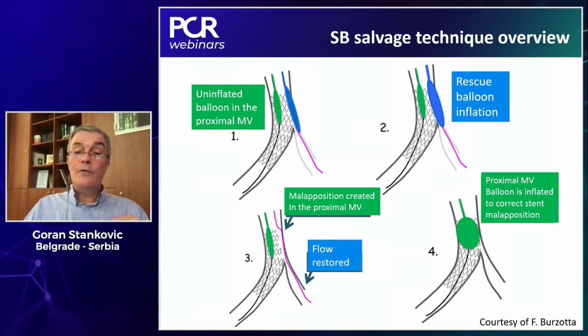You can inflate that balloon. After inflating the balloon, you reestablish flow. You can clearly first decrease the patient's symptoms. You can see the ostium of the side branch, and then, in order to be able to rewire, you need to inflate the balloon which was positioned from the beginning. It's number 3. You restore flow, you redo POT, and step number 4, proximal inflation to correct deformation created by the jailed balloon.